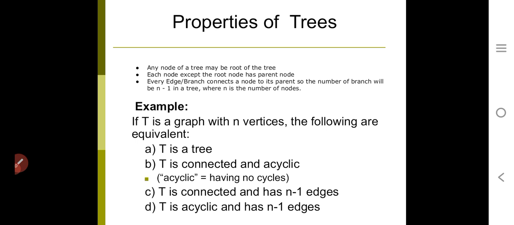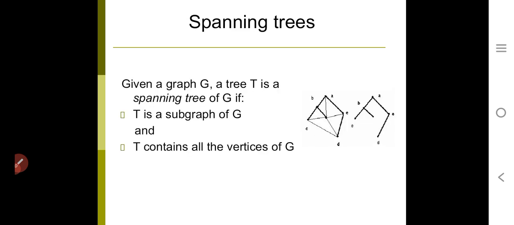Then we saw what a spanning tree is. A spanning tree is also a subgraph. The subgraph is called a spanning tree with some condition: the subgraph that contains all the vertices of the basic graph G is called a spanning tree.